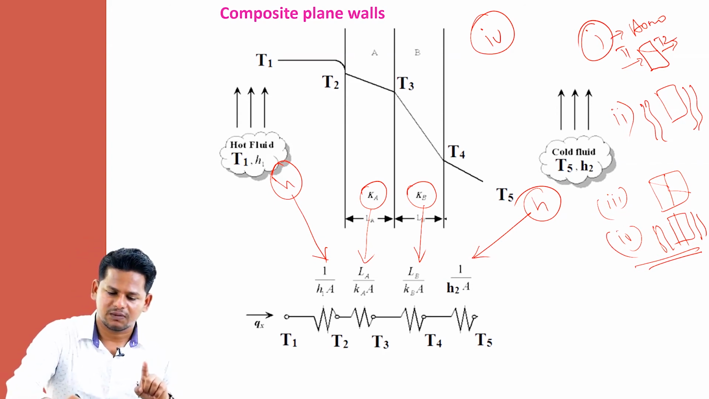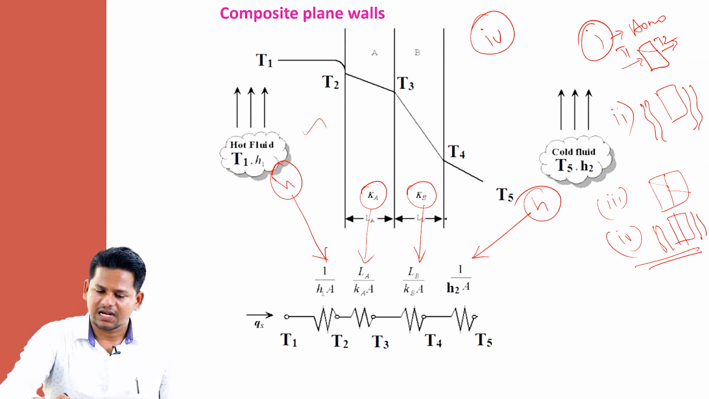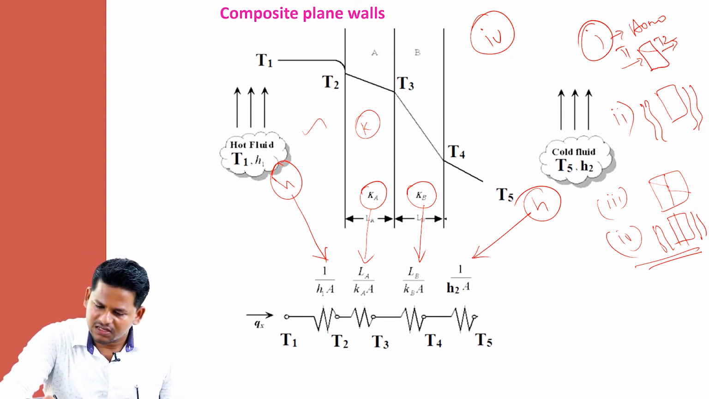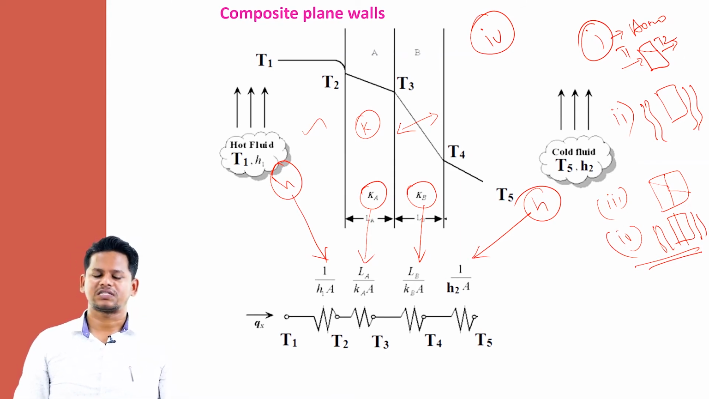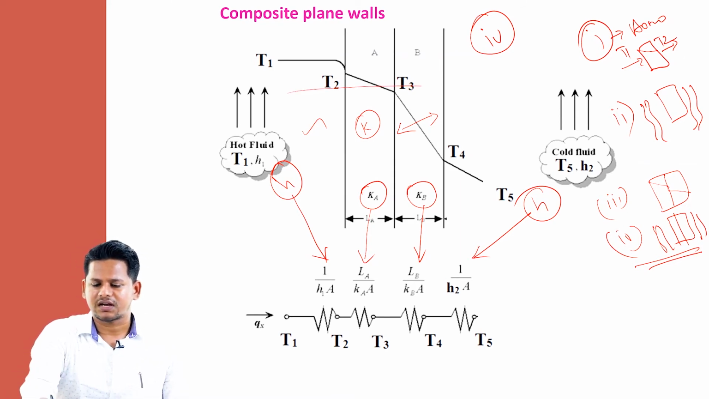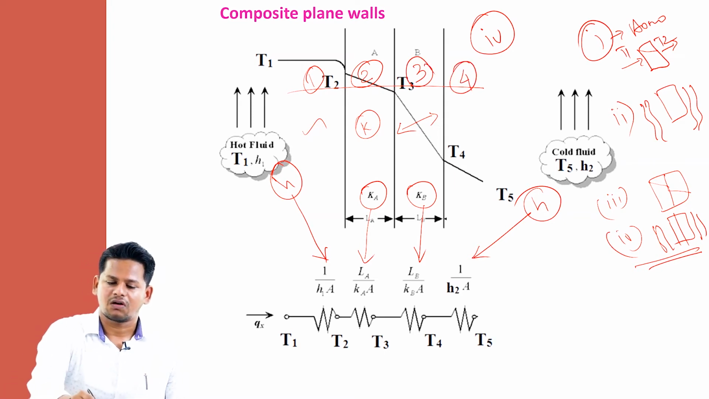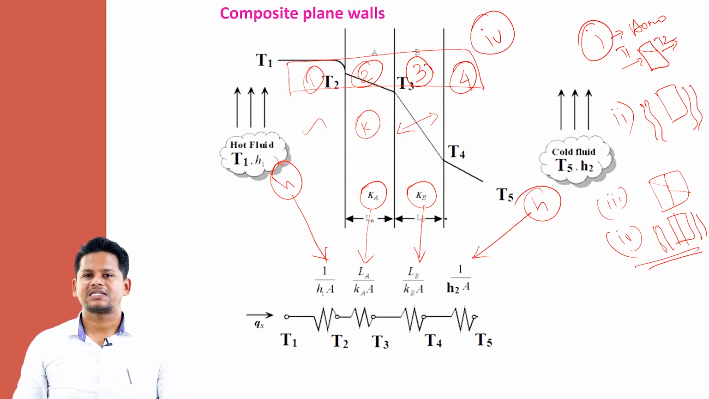For convection we go for 1 by HA. For conduction, L by Ka, because inside the material we have heat transfer, which is called conduction. Again conduction, L by Ka. Finally we have convection, 1 by HA. So we have 4 heat transfer mechanisms, and they are all in series: 1 convection, 2 conduction, 3 conduction, 4 convection, all connected in series.